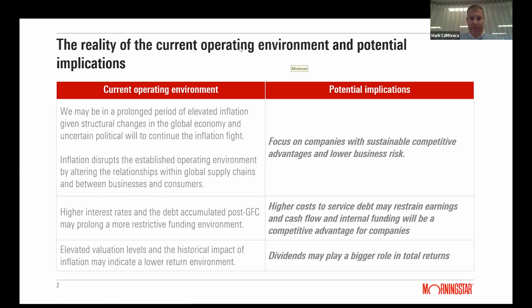Oh, did I screw up the slide? Slide page 2 says elevated valuation levels indicate lower, not just, I will get to that.